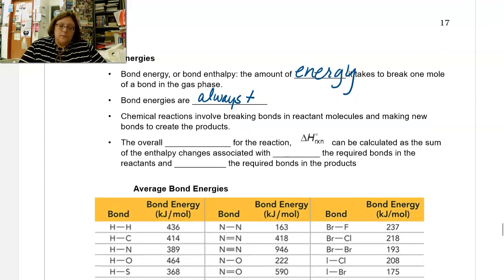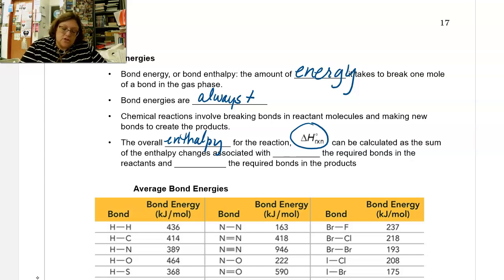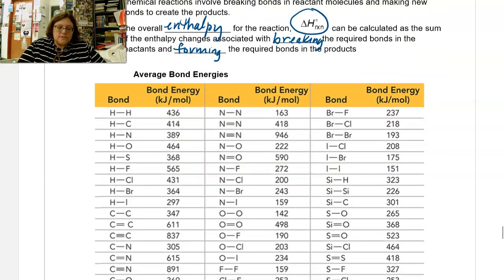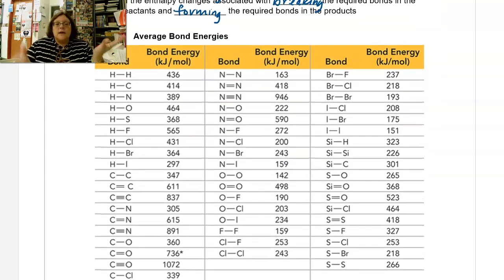Chemical reactions involve breaking bonds in reactant molecules and making bonds to create the products. The overall enthalpy for a reaction, the enthalpy of the reaction, can be calculated as the sum of the enthalpy changes associated with breaking the bonds and forming the bonds. And here you can see a list of bond energies. Notice they are all positive. It takes energy to break a bond.